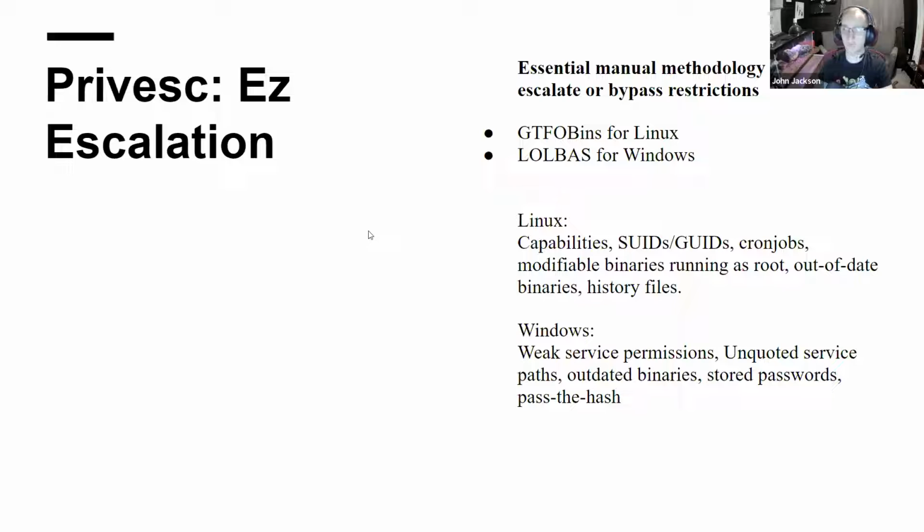So make sure you're paying attention to the output of linPEAS and winPEAS and looking up exploits and privilege escalation for that. All you have to do is type in something like sudo 4.9 local privilege escalation GitHub, and I promise you, you're going to find something for it. You just have to know what to look for.